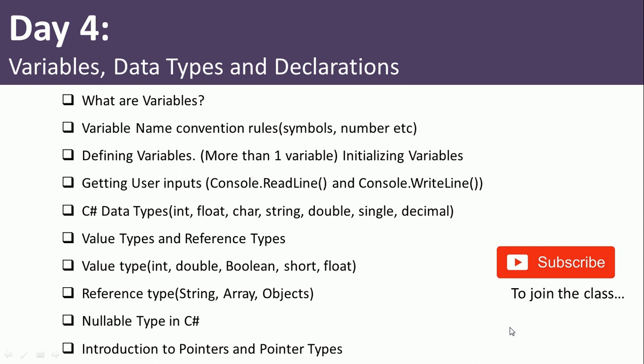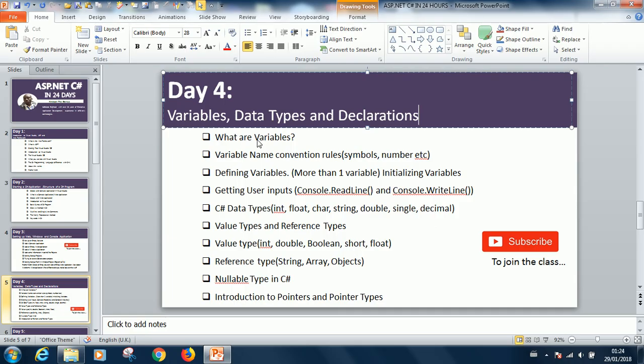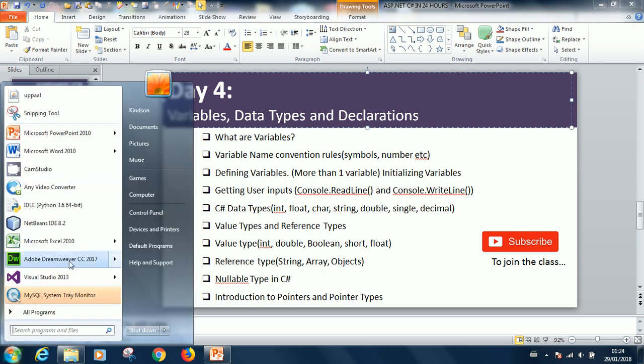Let's start with answering the question, what is a variable? A variable is a container that holds data. We can say a variable is a memory location that holds data. Let's say you have a series of scores of students. They can be placed inside a variable. So let's open Visual Studio and start demonstrating this.